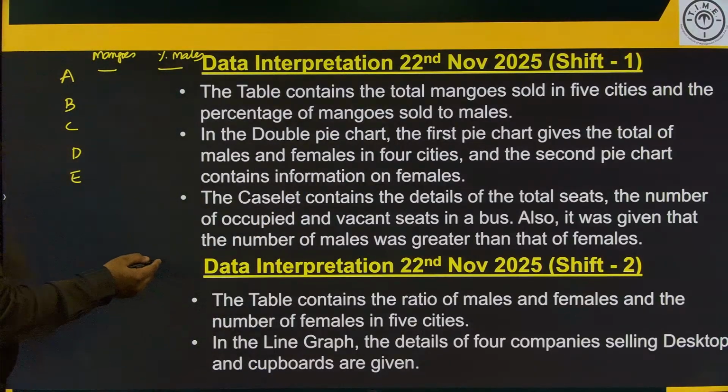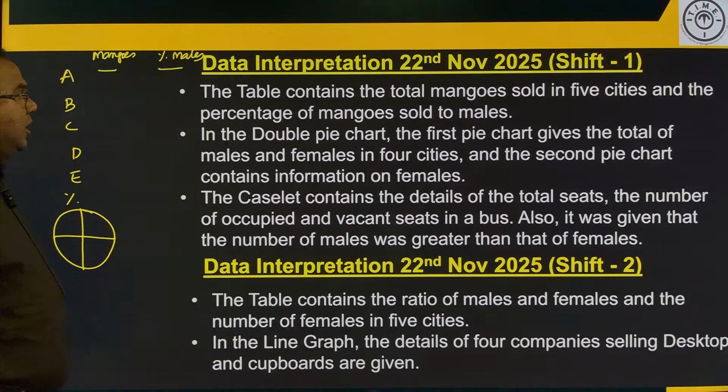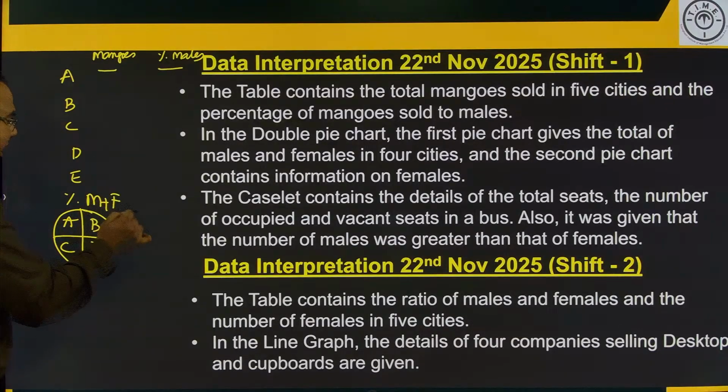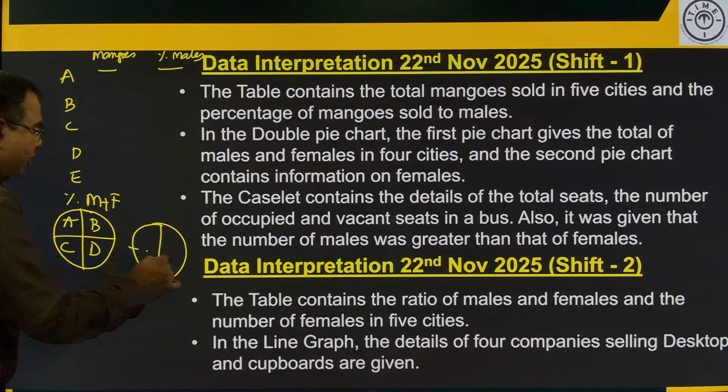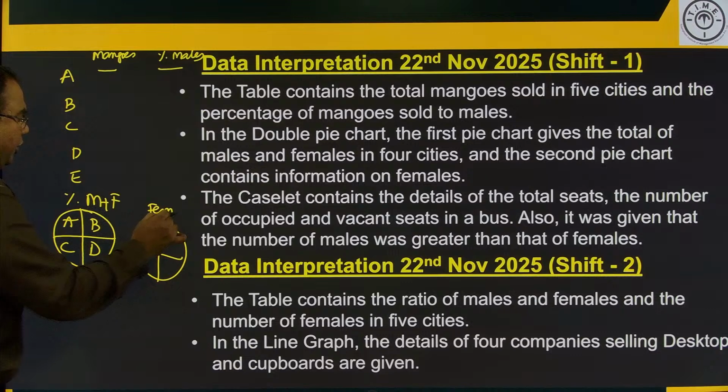Then double pie chart, there were 2 pie charts. The first pie chart distribution was in percentage. There were A, B, C, D, 4 given here, 4 quadrants. It gives you total information of 4 cities A, B, C, D, male and female population, male plus female. The second pie chart gives information about females. So obviously from total minus females, I'll get my males.